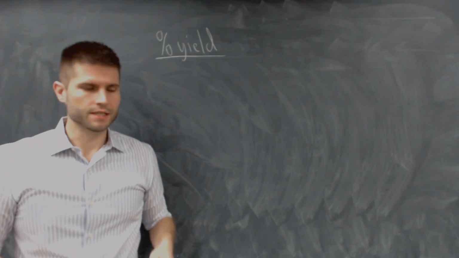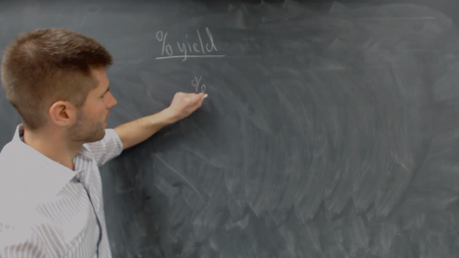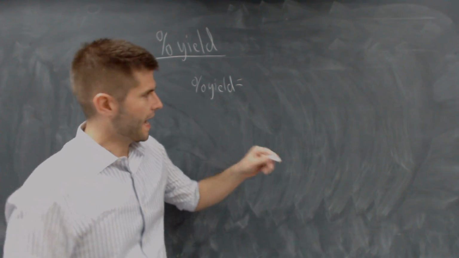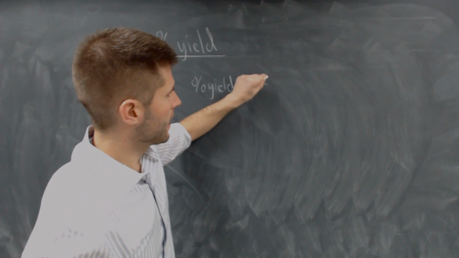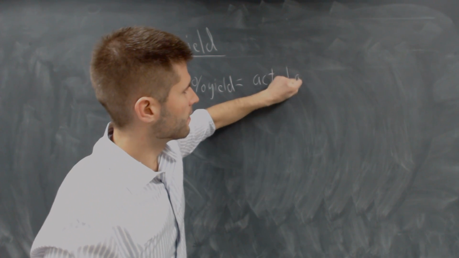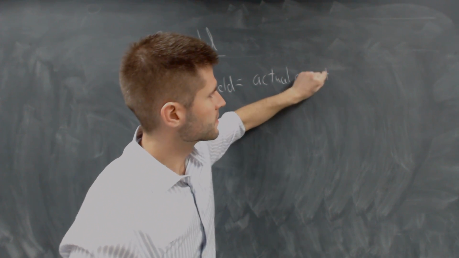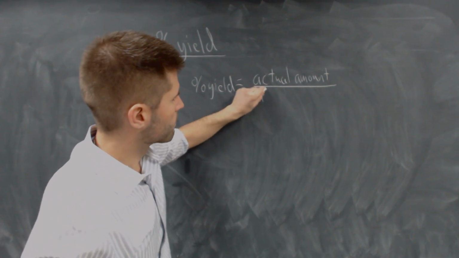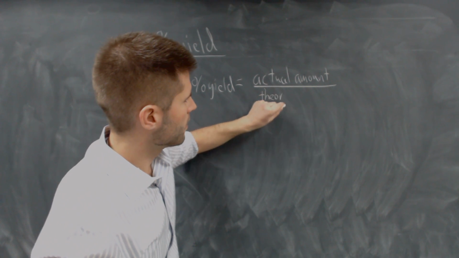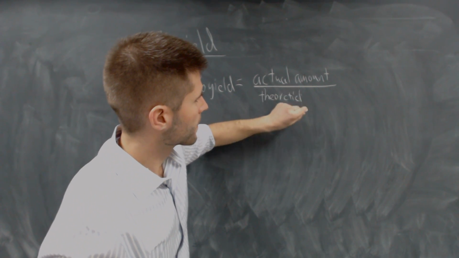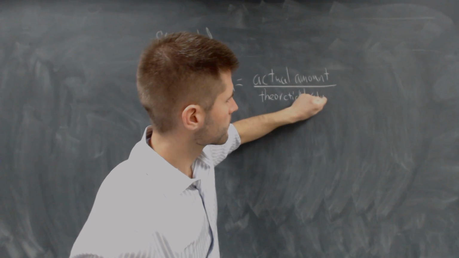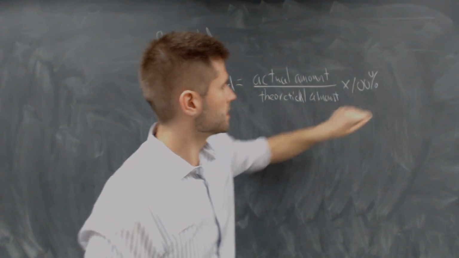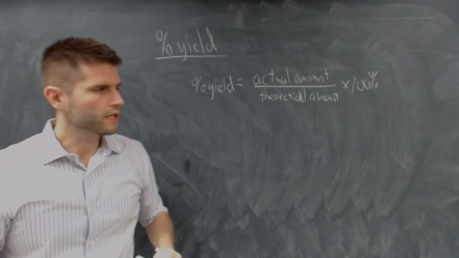Well, it's a new equation. The percent yield of a reaction is going to be equal to the actual amount of product produced, actual amount in grams, divided by the theoretical amount of product that could be produced. Then we're going to multiply it by 100% because this is a percent. So let's break this down.